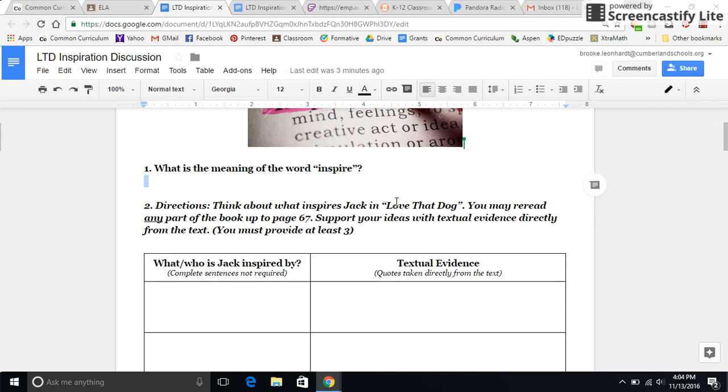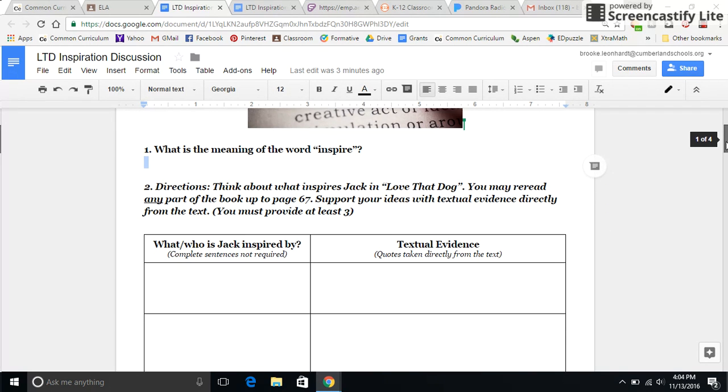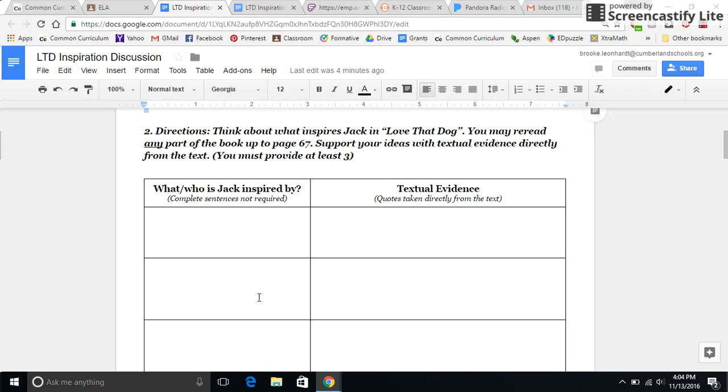Think about what inspires Jack in Love That Dog. You may reread any part of the book up to page 67. Support your ideas with textual evidence directly from the text. You must provide at least 3, which I previously mentioned. So this column right here is listing all the things that Jack is inspired by. So think about it. Why does he want to write poetry? What does he write poetry about? What gets him really excited? What evokes some of those emotions in him? That right here is what he's inspired by.